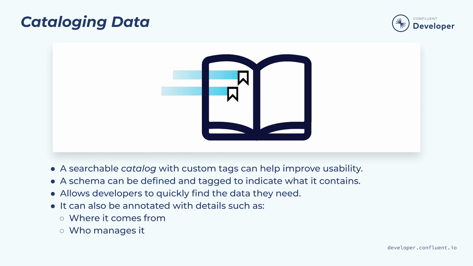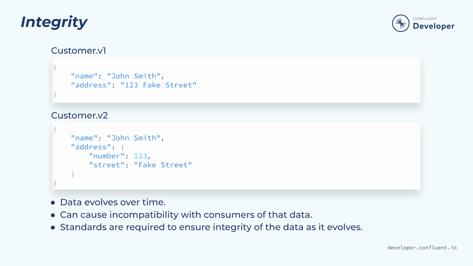To maintain the usability of our data, we need a way to catalog it. We need to be able to tag our data streams in a meaningful way and then search through those tags. For example, we may want to tag a particular stream to indicate that it contains personal identifiable information. That way, if a GDPR request comes through, we can find where the personal information has been stored. We may also want to annotate the data with details such as who is responsible for it. Then, when building a new feature that leverages the stream, we would know who to reach out to if we have any questions.